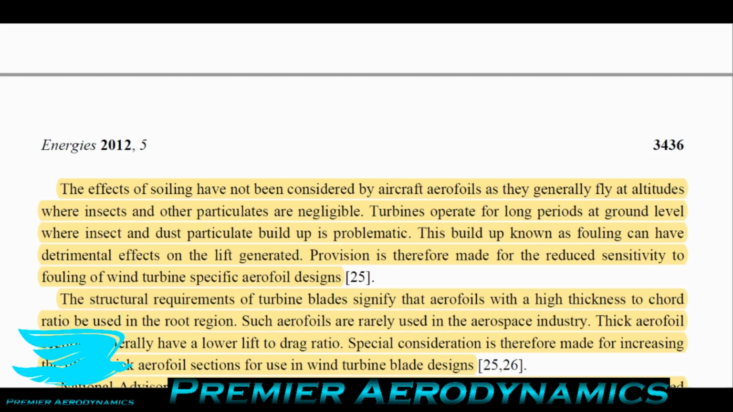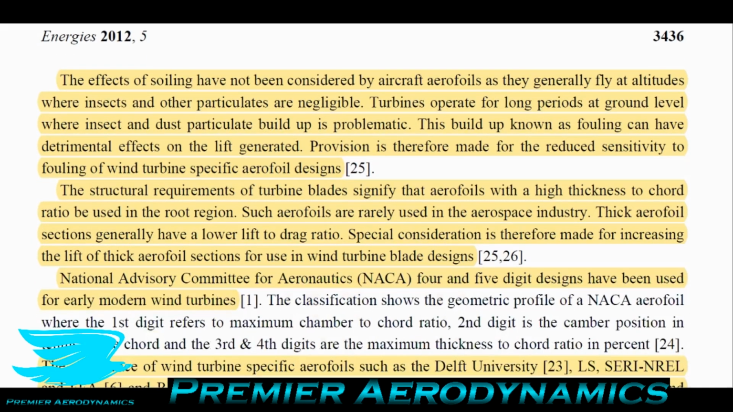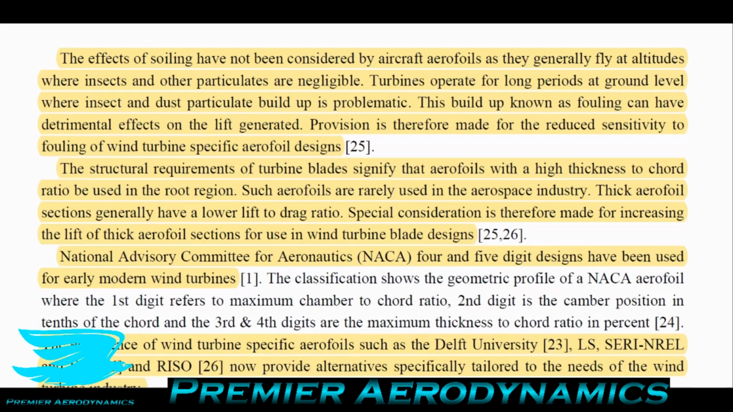Obviously, they usually will. Although I imagine you could probably design a blade where it can actually get better, but the initial condition would be worse overall. So provisions are therefore made for the reduced sensitivity to fouling of wind turbine specific airfoil designs. Now, the structural requirements of turbine blades signify that airfoils with a high thickness to chord ratio be used in the root region. Such airfoils are rarely used in the aerospace industry. Thick airfoil sections generally have a lower lift-to-drag ratio, and that's generally true. Special considerations are therefore made for increasing the lift of thick airfoil sections for use in wind turbine blade designs.